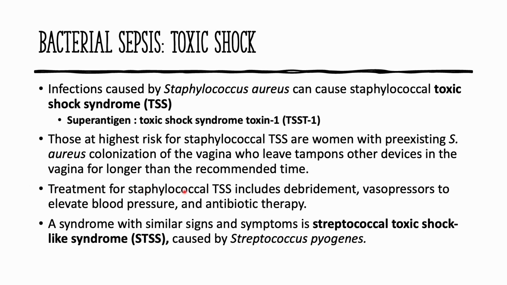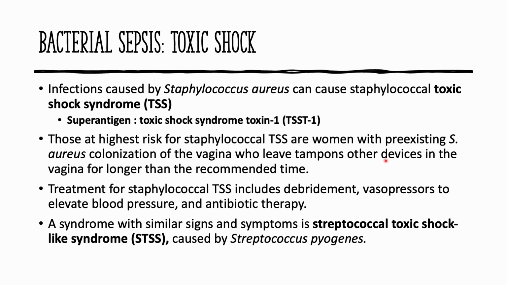Treatment of staphylococcal toxic shock syndrome includes debridement, scraping and removing tissue. It can also be chemical debridement, by giving local drugs to clear infected tissue. Also elevating blood pressure, preventing that shock and not allowing your blood vessels to all dilate, so constricting blood vessels and elevating the blood pressure so your tissues can get oxygen. And also antibiotic therapy to decrease the population of Staphylococcus aureus.